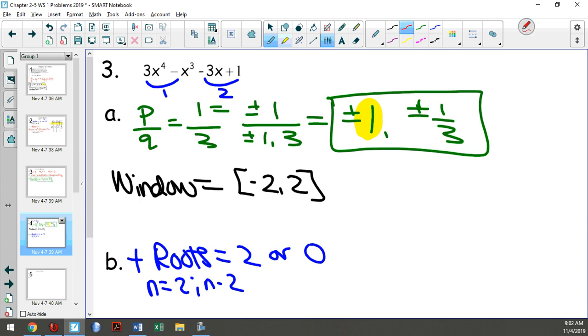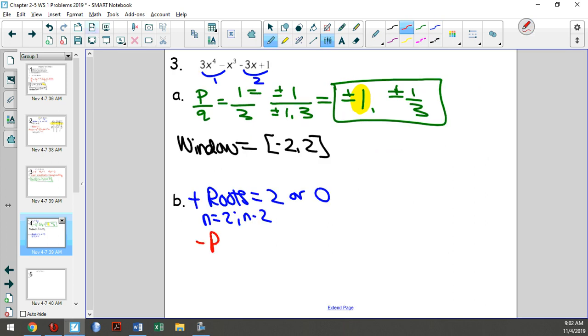Now from there, I need to go ahead and find my negative roots. Well, how do you find negative roots? Negative roots are done by finding f at -x. Whenever I'm calculating f at -x, what powers have their coefficients change signs? So I keep 3x to the 4th. I change this to be a positive x cubed. I change this to a positive 3x, and I keep my constant sign. How many sign changes do I have in f at -x? None. So I have 0.